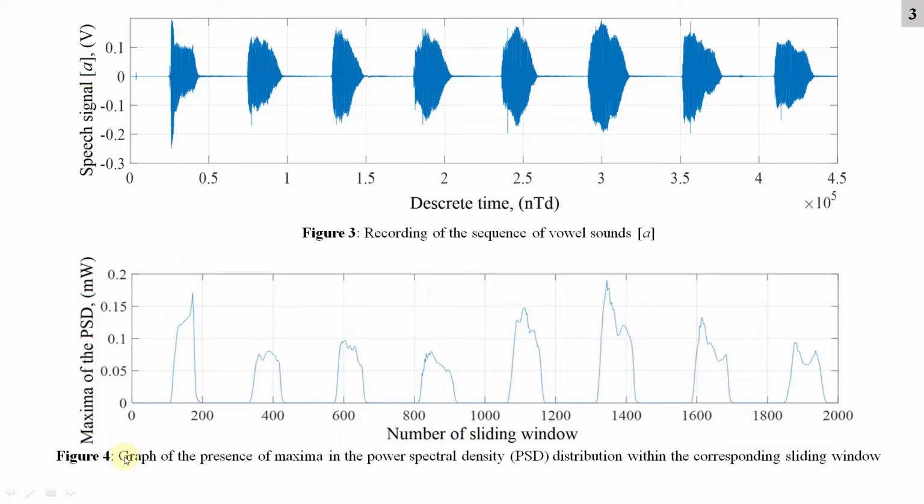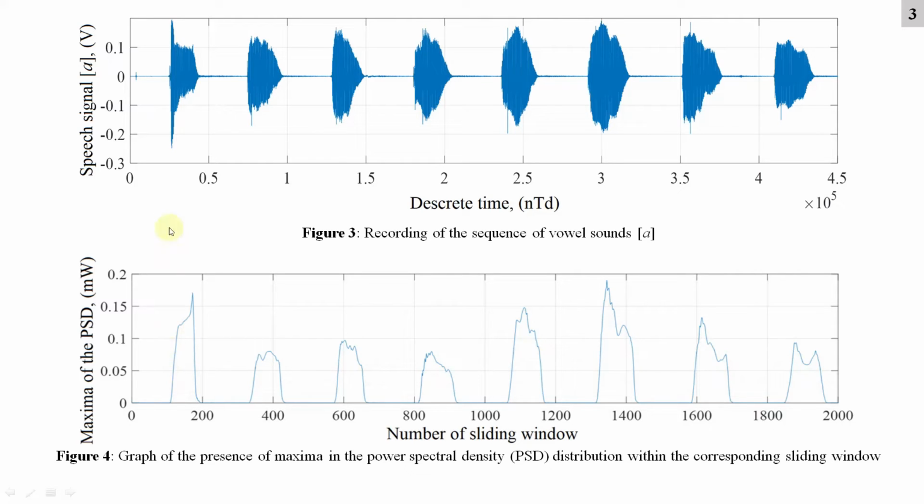At the next stage, the analysis of time duration of the areas corresponding to vowel sounds was carried out. For this, the recording of the sequence of vowel sounds A was used. Within each sliding window, with a width of 0.1 seconds, a power spectral density distribution was calculated, and the maximum of this spectrum was found in the range of change of main tone frequency. The value of this maximum was displayed on one time axis with the speech signal recording.